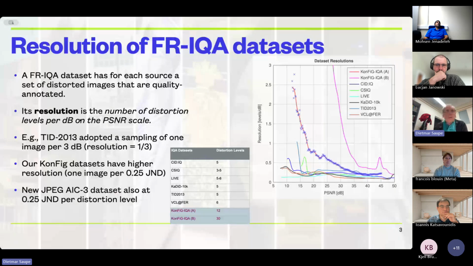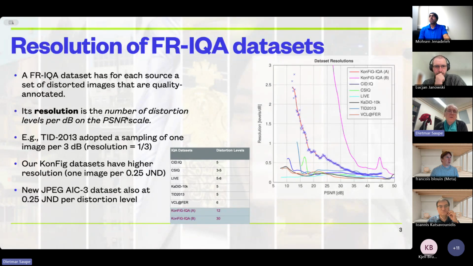For each image, we can define locally what the resolution is, namely the number of distortion levels per decibel on the PSNR scale. So if TID 2013 has one image for the same source at, say, a PSNR of 30 and the next one at 35, then the resolution for this one image would be 5 dBs per image.